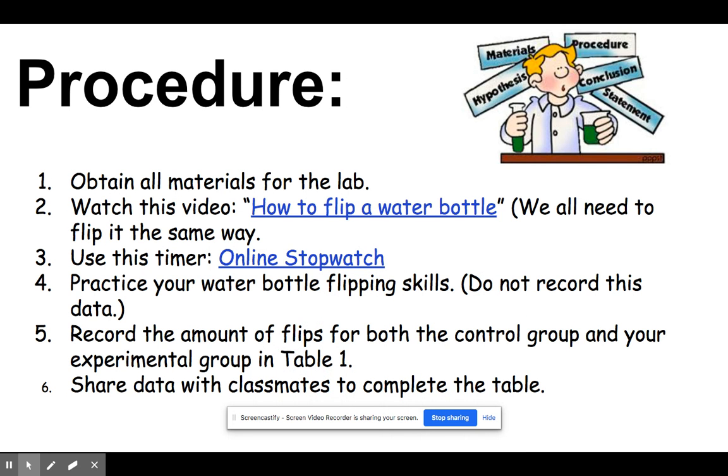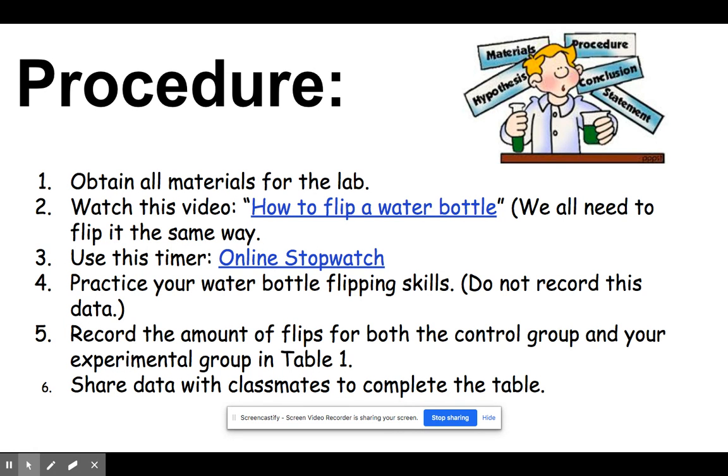Procedure. So very simple. When you have the actual lab, you are going to obtain your materials. Basically, all you need is a water bottle. If you're in school with me, I can give you the 2 water bottles, or you can bring your own water bottles in. You're going to watch this video that I have linked on the actual lab. Not in this video, but on the actual lab.